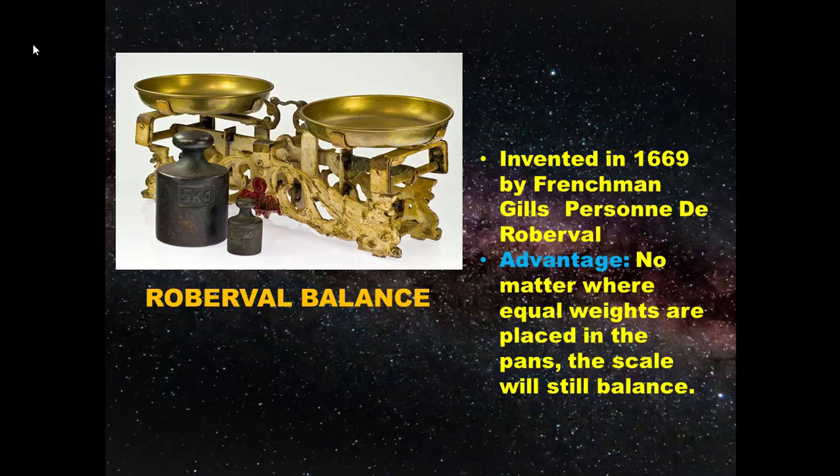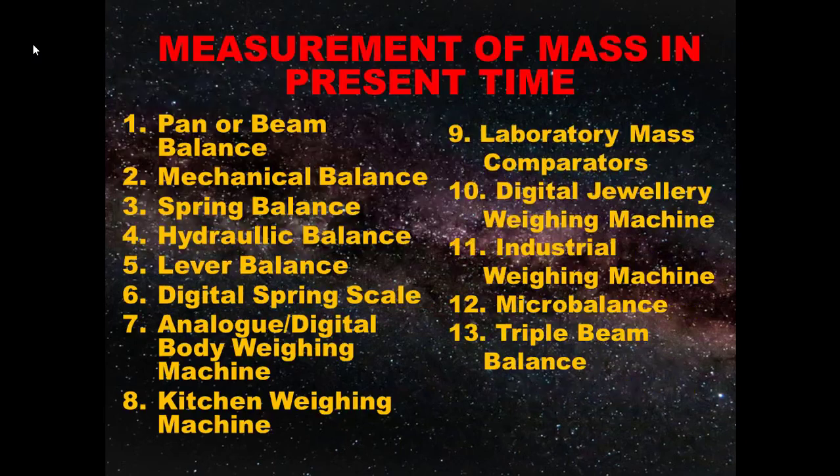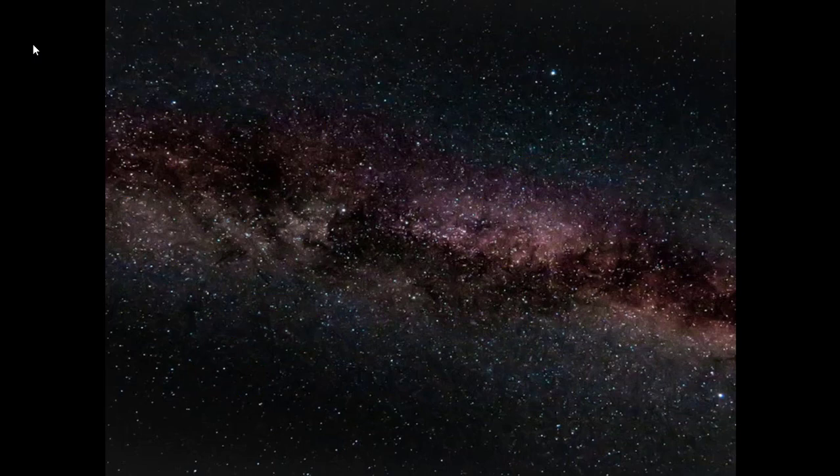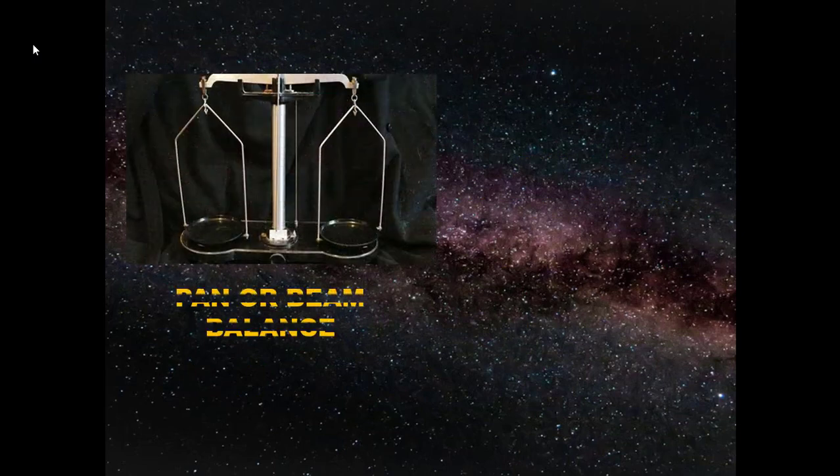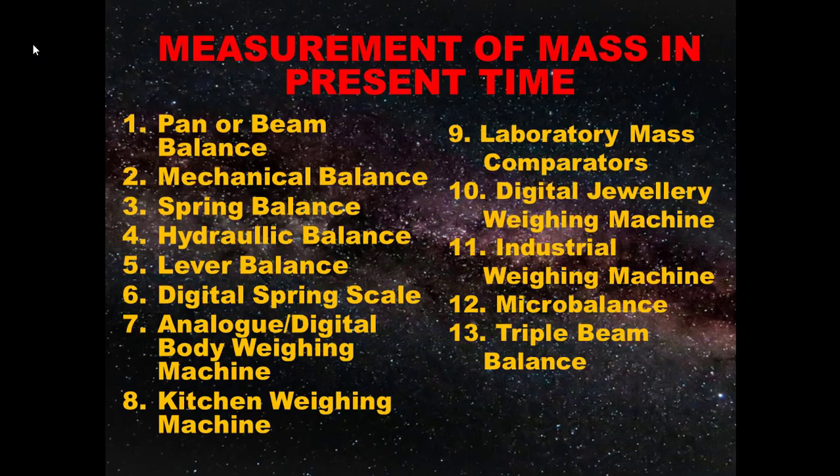Now, the measurement of mass in present time. A mechanical scale or balance is used to describe a weighing device that is used to measure the mass, force exertion, tension, and resistance of an object without the need of a power supply. Some of the examples are pan balance or beam balance, spring scales, hanging scales, triple beam balance and force gauge. We will discuss force gauge in another video.